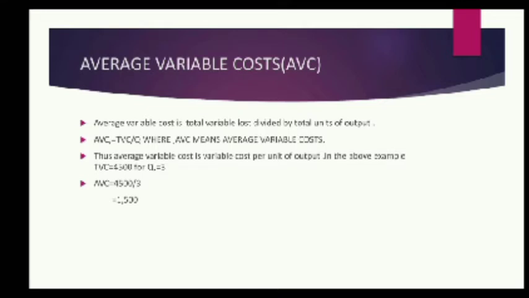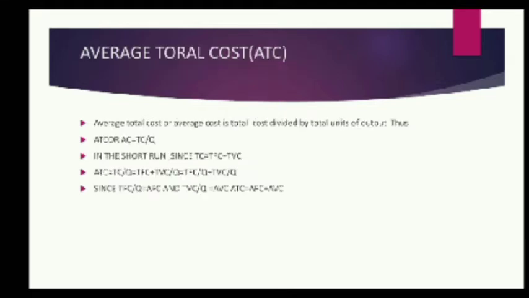Average variable cost, or AVC. Average variable cost is total variable cost divided by total units of output. AVC = TVC divided by Q, where AVC means average variable cost. Thus, average variable cost is variable cost per unit of output. In the above example, TVC is 4,500 for Q equals 3. So, AVC is 4,500 divided by 3, which equals 1,500.